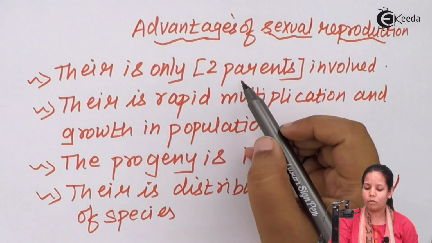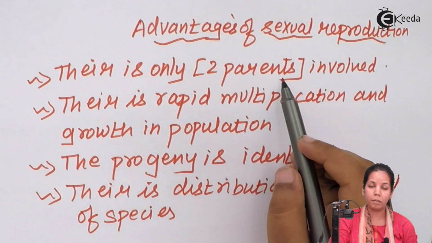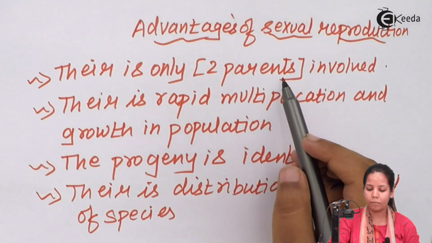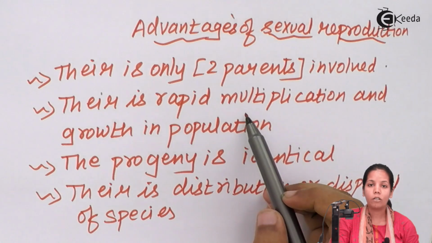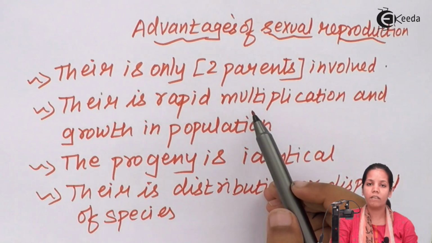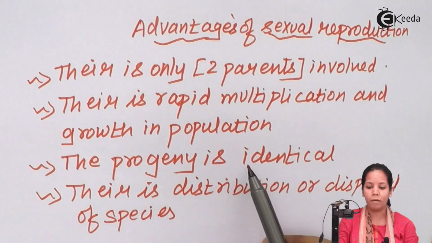So if we talk about the advantages of sexual reproduction, we could say that there are two parents involved. So if two people are involved, there could be a lot of variety in characteristics. There is rapid multiplication and growth in population. We have germ cells which continuously divide and redivide. Also the process of mitosis and meiosis is very specific and very linear in sexually reproducing organisms. The progeny that is produced is not identical exactly, but there are some characteristics from the father and some characteristics from the mother.